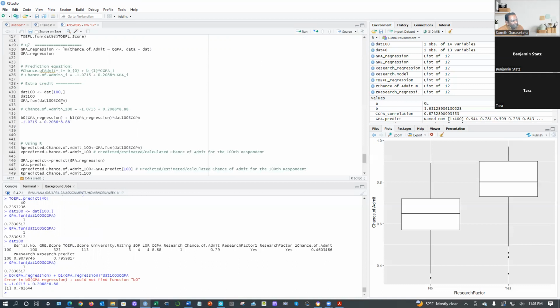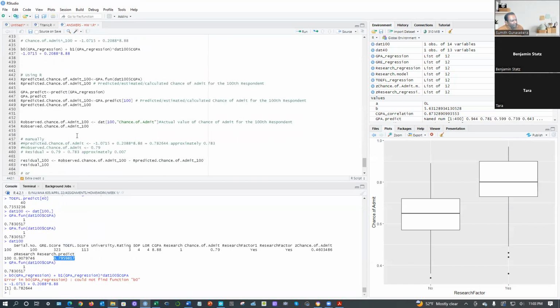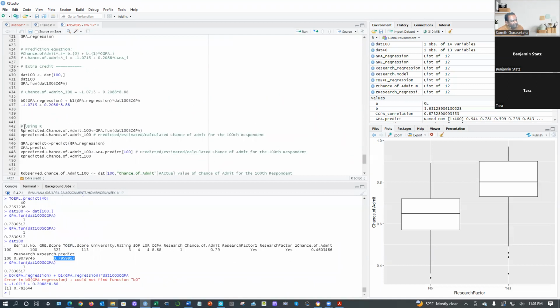See, this person's GPA is 8.88. This person's chance of admit is 0.79. 0.79. Then what are you going to do? Then you're going to find their difference. How do you find the difference?